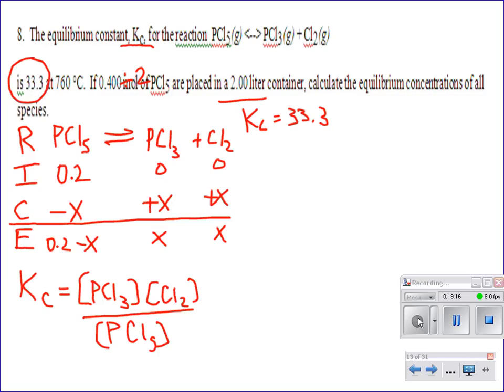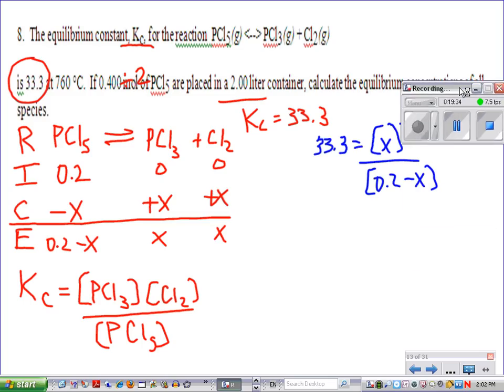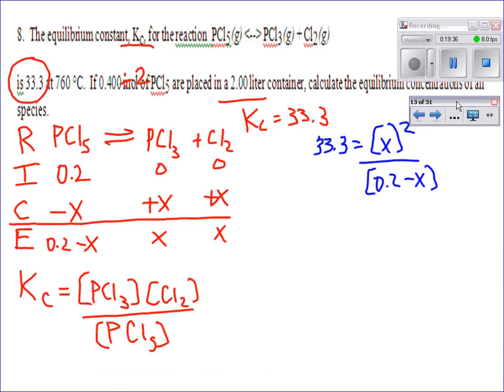So now what I can do is take everything from the E line and plug it in. So I get 33.3 is equal to X times X, which is X squared, divided by 0.2 minus X. So this is when I get to say my famous math is hard, and we're going to have to do some math here. You are allowed to take quad form into the AP. I'll talk more about the fact that you probably won't have to use quad form for a number of reasons because you have an advantage with these calculators. And these calculators aren't a requirement on the AP.